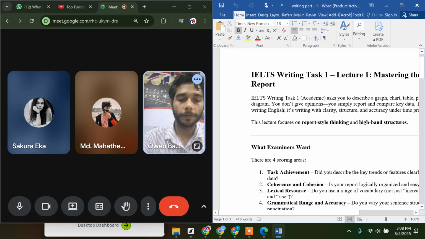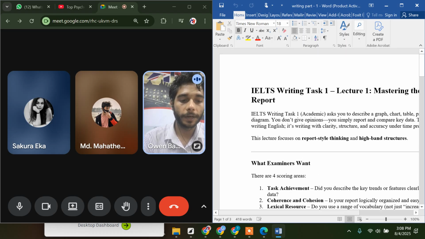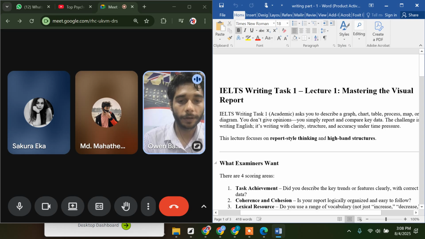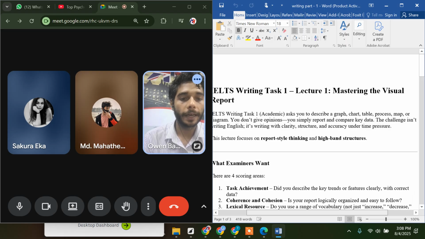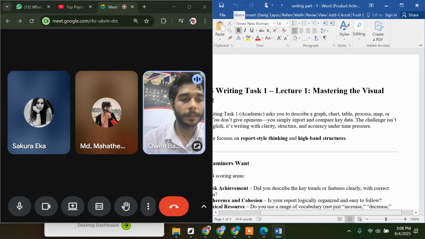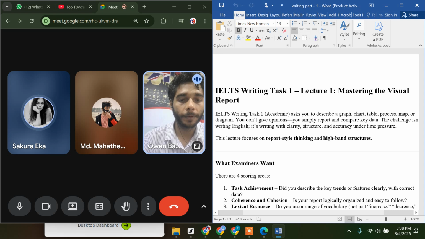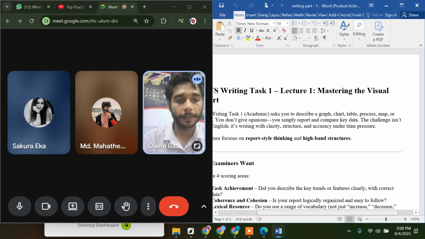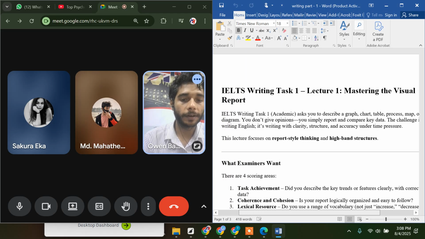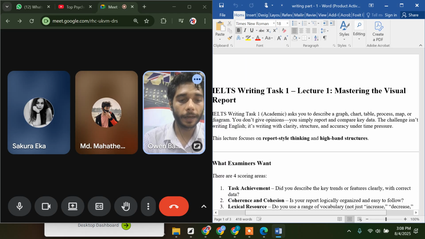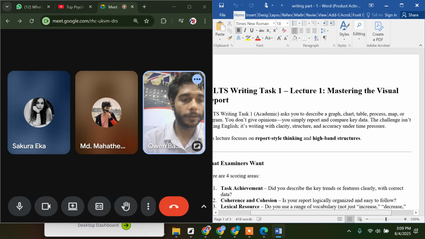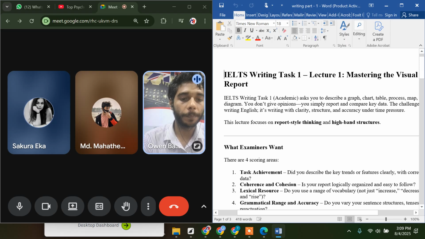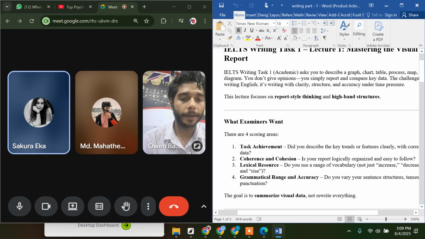Initially I just gave you some idea about the writing test. Now we're going to dive into task 1. Writing task 1 asks you to describe a graph, chart, table, process, map, or diagram. You don't give opinions, you simply report and compare key data. The challenge isn't writing English, it's writing with clarity, structure, and accuracy under time pressure. This lecture focuses on report style thinking and high band structures.